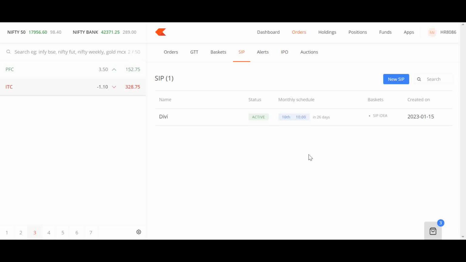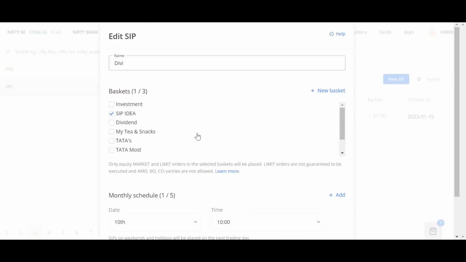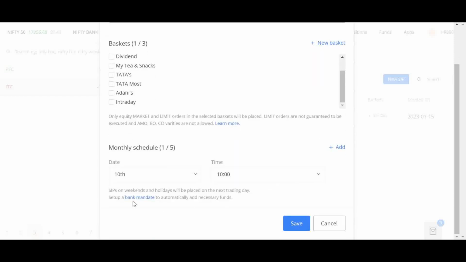In case you have the amount in your demat account funds, then this order will get triggered. Else it will get triggered, and due to insufficient funds, it will get cancelled. If you don't want that to happen, you can enable the bank mandate. Before the SIP is activated, if enough margin is not in your account, they will transfer the amount from your bank account to your demat account, and from there the order will get triggered. So you won't miss your SIP for even a single month.